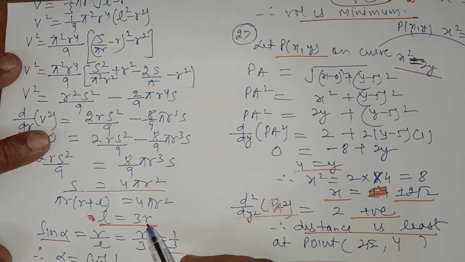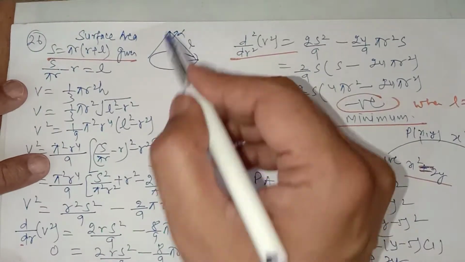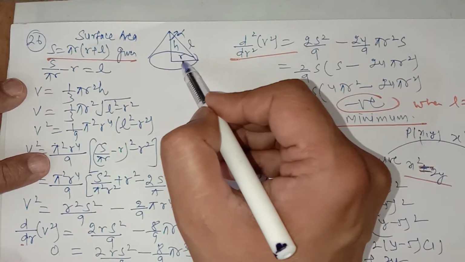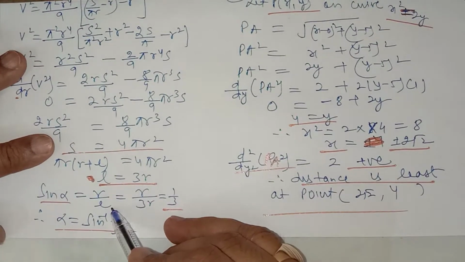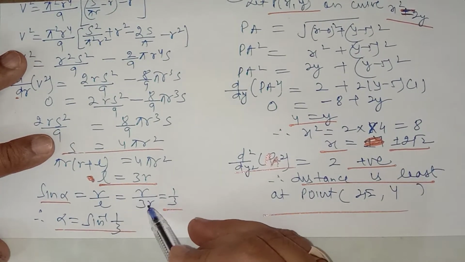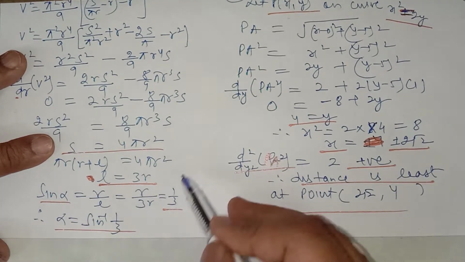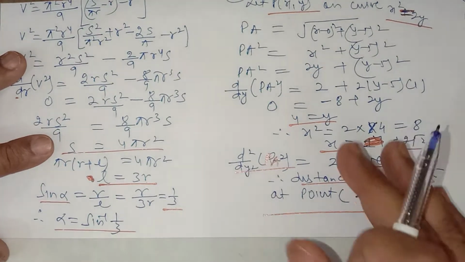Now you have to prove that its semi-vertical angle is sine inverse 1 upon 3. So sine alpha is equal to perpendicular upon hypotenuse, that is r upon L. Sine alpha is equal to r upon L. Replace the value of L, which is 3r. So r will cancel with r, it is 1 upon 3. So sine alpha is equal to 1 upon 3, or alpha is equal to sine inverse 1 upon 3.